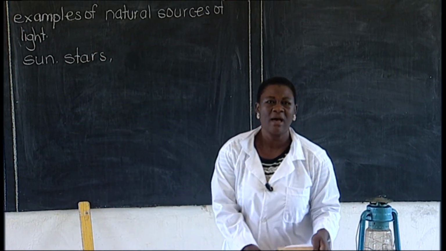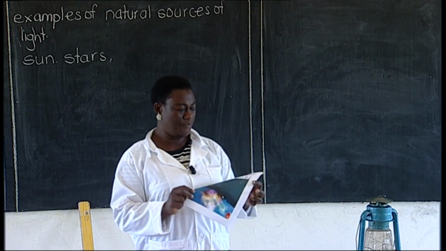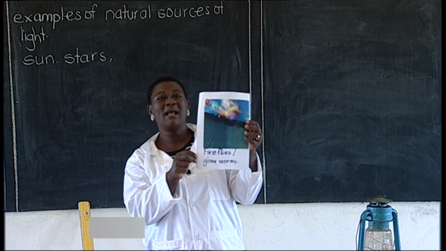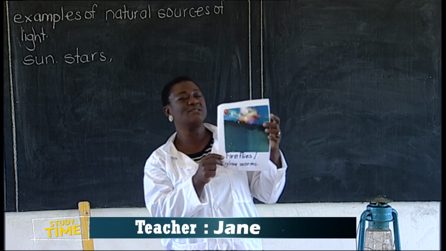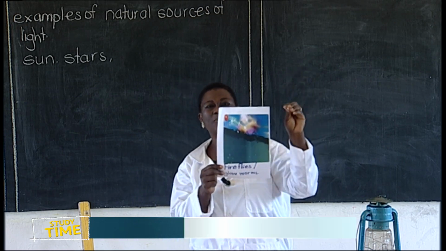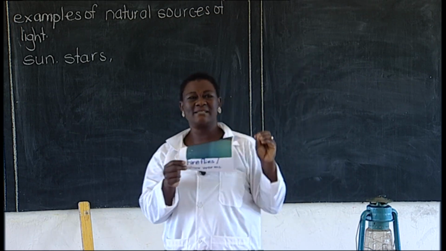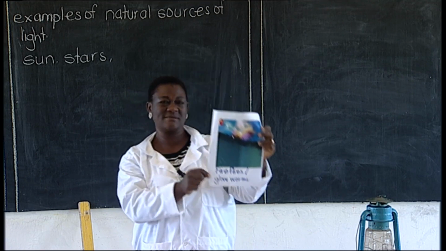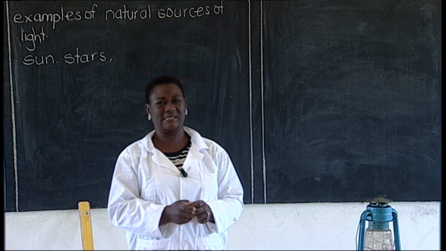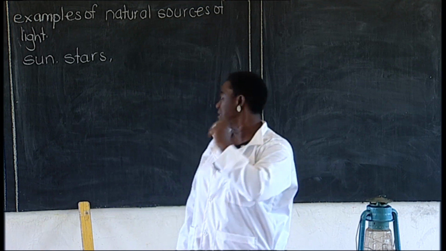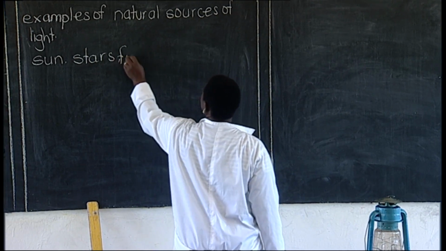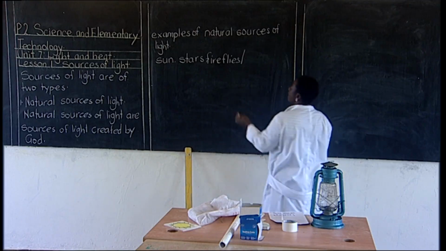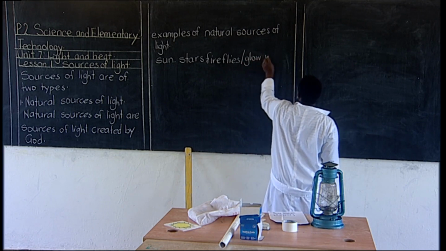Then we have other worms. We can call them fireflies or glow worms. Do you normally stay outside during the night? Do you see these worms? They move, and as they move, they provide light. At night, they move and they provide light. The fireflies or glow worms are also a natural source of light. They were created by God.